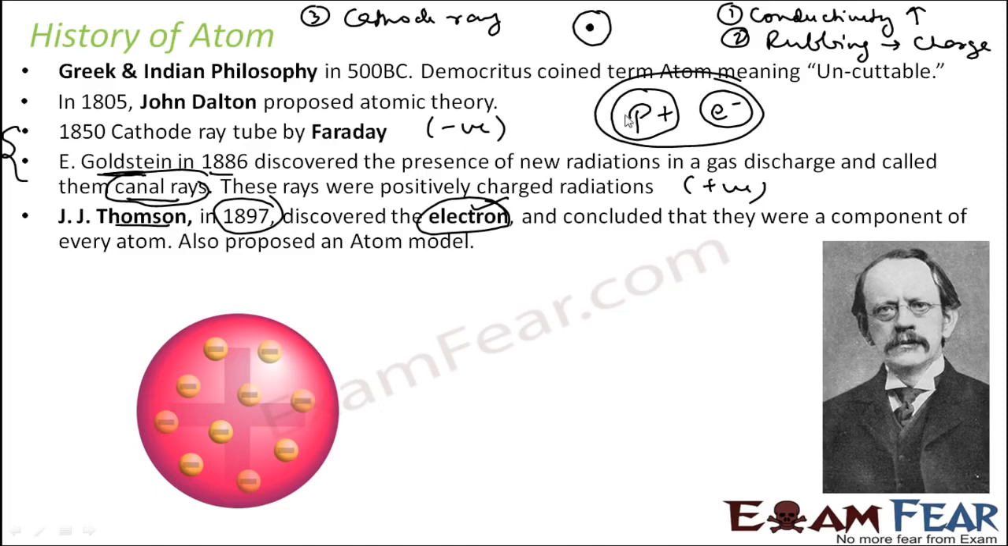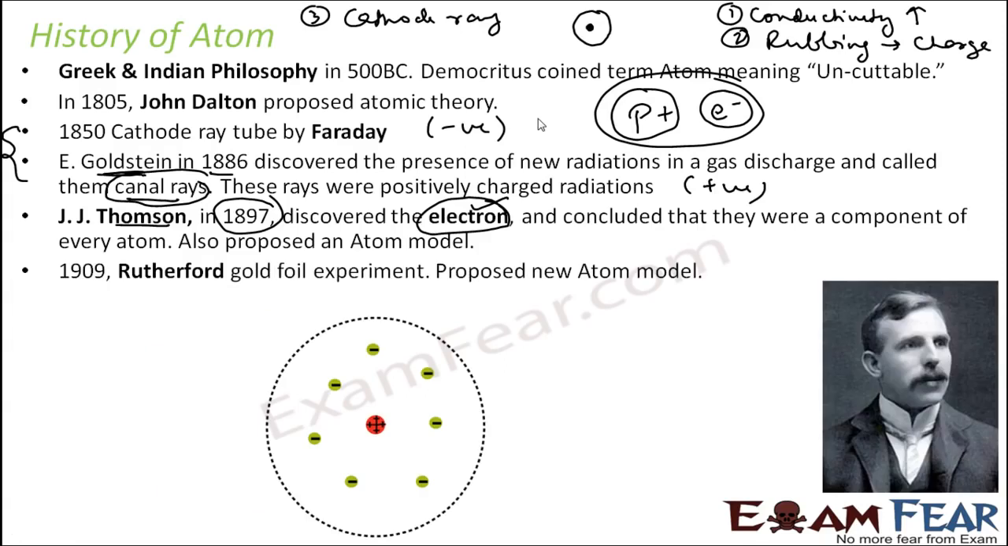Various models were proposed. At this point of time, the physics was not very advanced and high quality instruments were not available to actually see the atom. It was all guesswork. It was all hypothesis. So what happened in 1909 is a big achievement for the chemist. Rutherford performed a gold foil experiment and he proposed a new atom model.